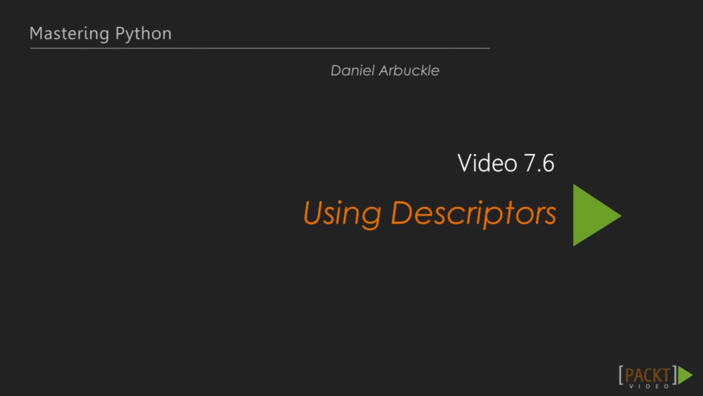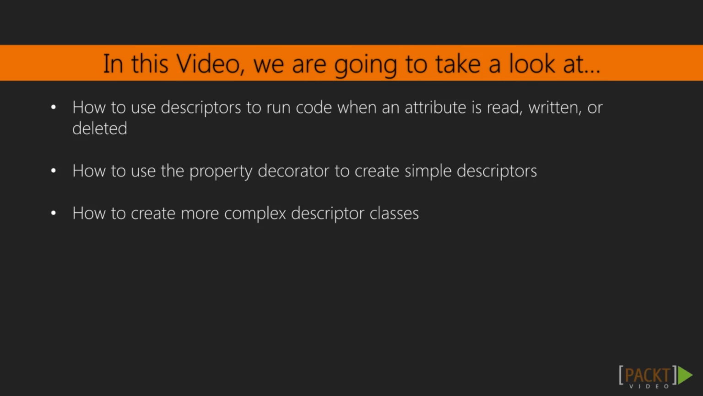7.6 Using descriptors. We're going to see how to use descriptors to run code when an attribute is read, written, or deleted. We're going to see how to use the property decorator to create simple descriptors, and we're going to make a more complex descriptor class that handles network interactions and does other complex behaviors.